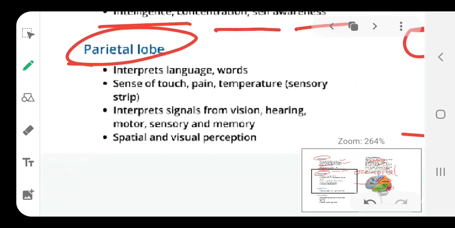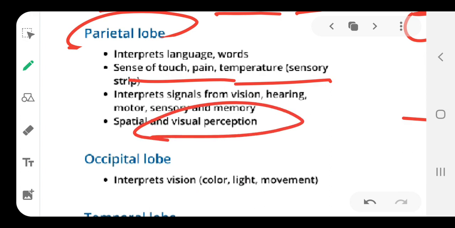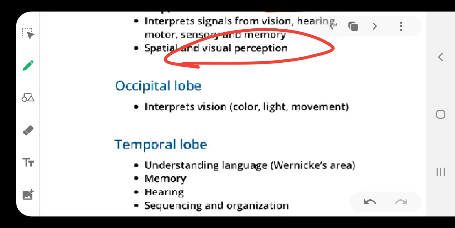Then there is the parietal lobe. It interprets language, the verbal communication with us. It also has a massive role in the sense of touch, pain and temperature. Underline this: it is the sensory part for touch, pain and temperature. It also has quite a role to play in visual perception. So the parietal lobe basically handles the sense of touch, pain and temperature, and of course the interpretation of language.